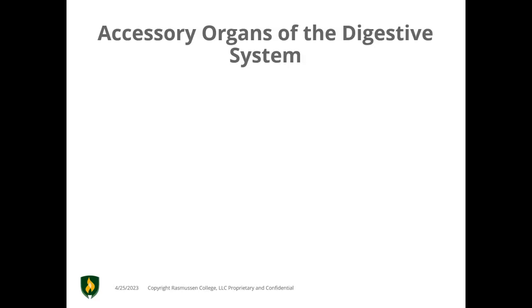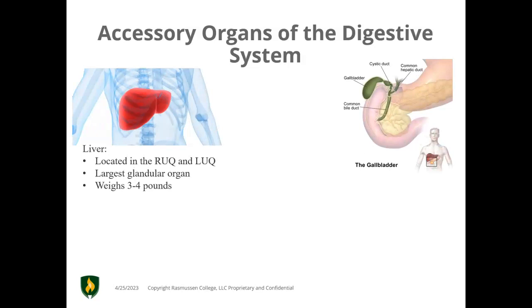To begin, we have the liver. The liver is the largest glandular organ in the body and weighs about 3 to 4 pounds. It is located beneath the diaphragm in the right and left upper quadrants. It performs many vital functions, and if it ceases to function, death will occur.